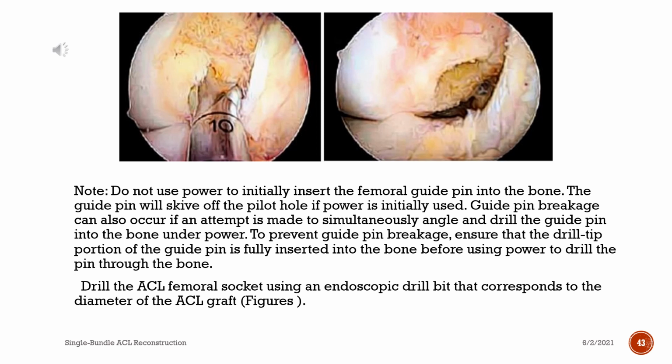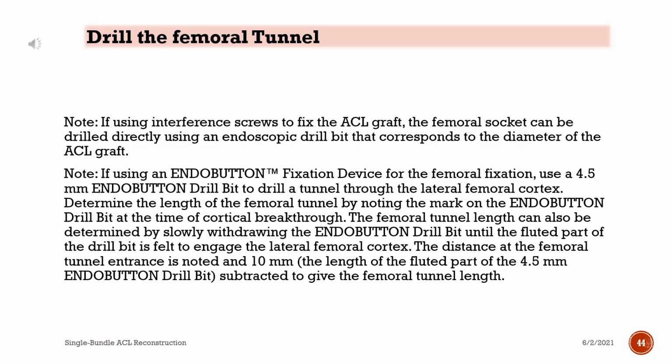Drill the ACL femoral socket using an endoscopic drill bit that corresponds to the diameter of the ACL graft. Figures. Note, if using interference screws to fix the ACL graft, the femoral socket can be drilled directly using an endoscopic drill bit that corresponds to the diameter of the ACL graft.